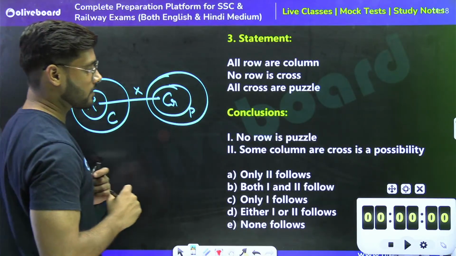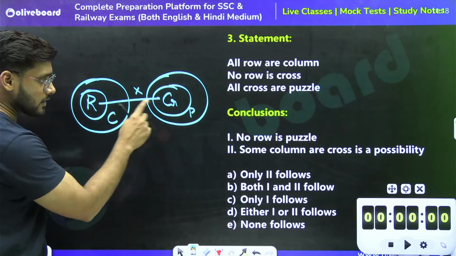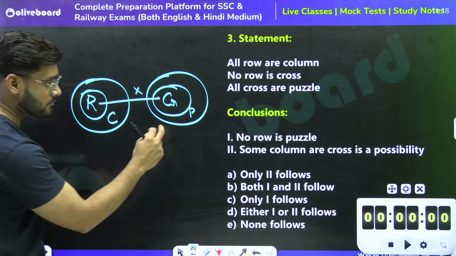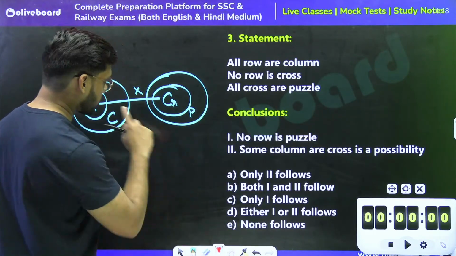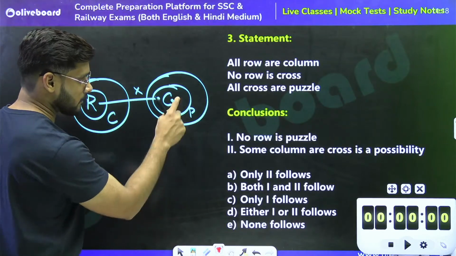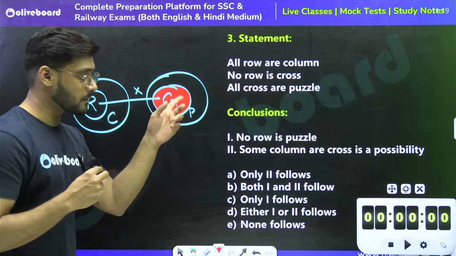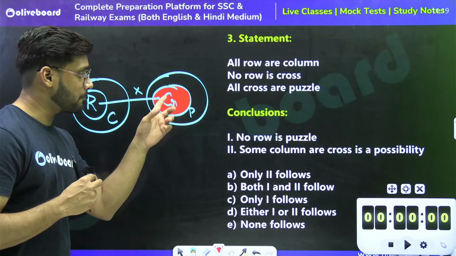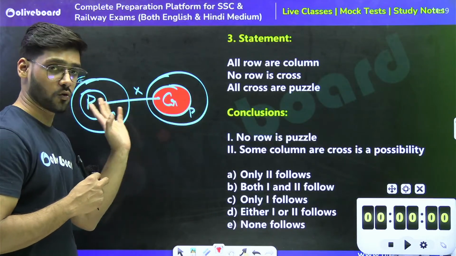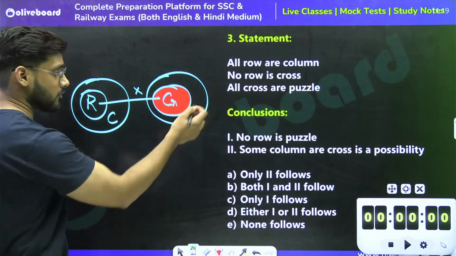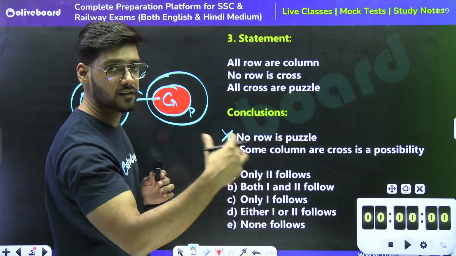The conclusion number 1 says no row is puzzle. See, row is not having any relation with cross, but row can have a relation with puzzle with the outer part. Row cannot have any relation with puzzle with the part where cross is, because row is not having any relation with cross. So this much part of puzzle is not having any relation with row, but the remaining part of puzzle can make a relation with row, right? So it is wrong to say that no row is puzzle.